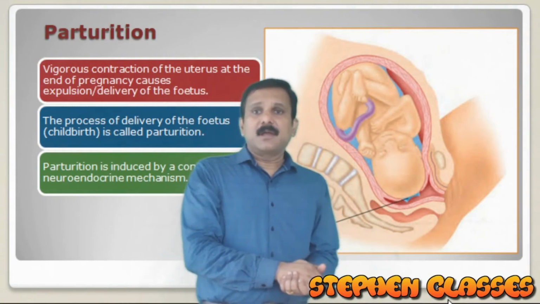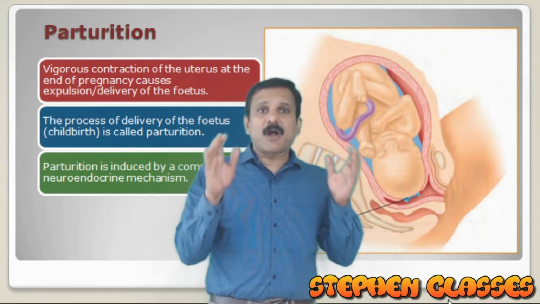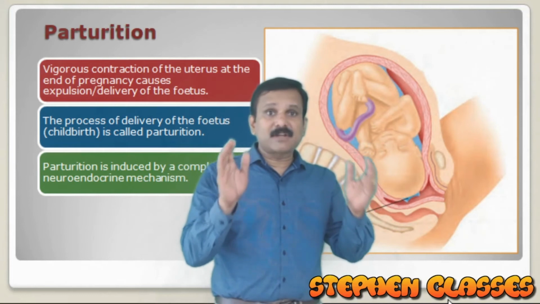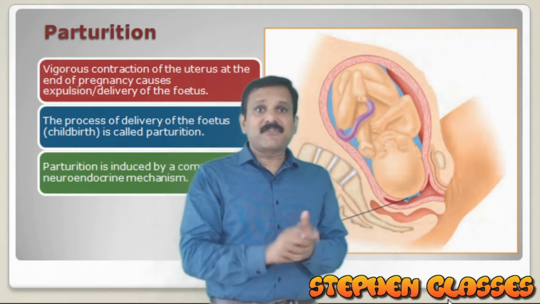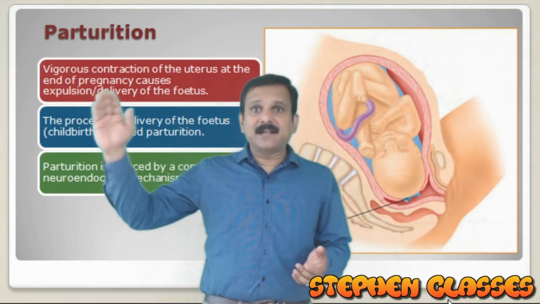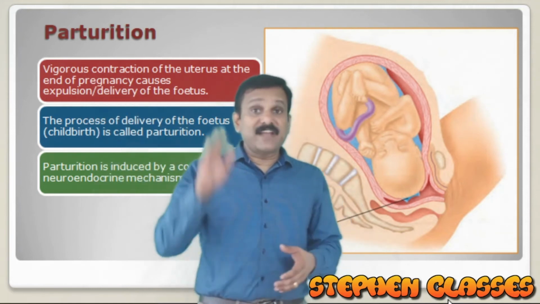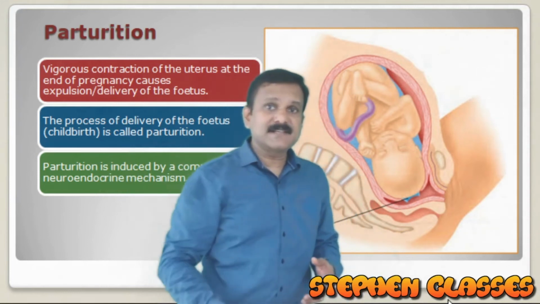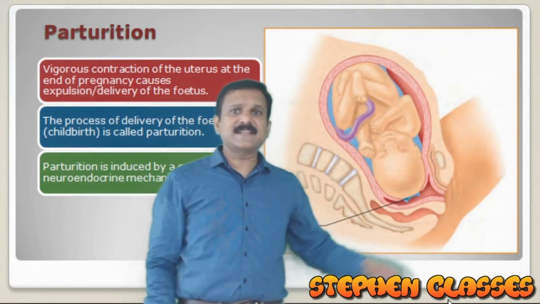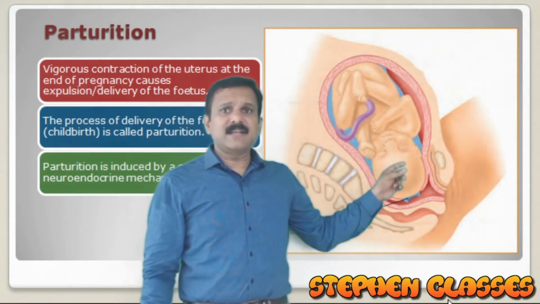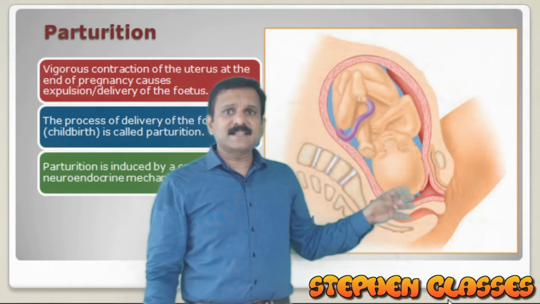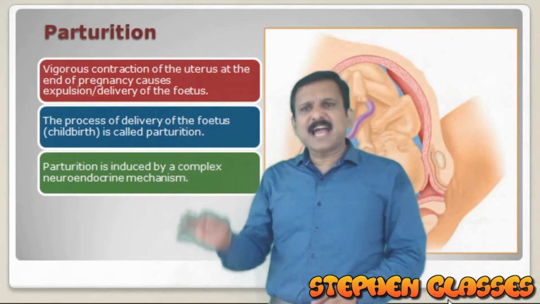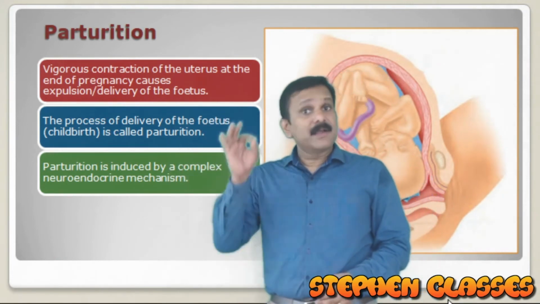So, parturition is followed by a vigorous contraction of the uterus. At the end of the pregnancy, there will be vigorous contraction of the uterus, and as a result of it, there will be expulsion or delivery of the fetus. So, vigorous contraction of the uterus, which leads to the expulsion or delivery of the fetus, is what is called parturition. You can see in this picture, as a result of that delivery process, the fetus is coming out.